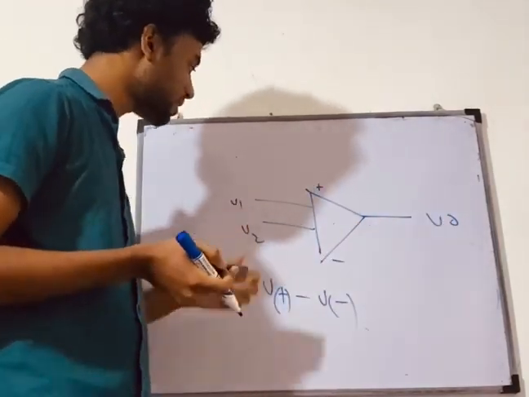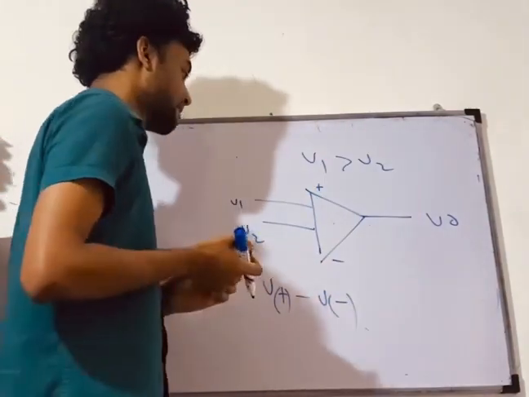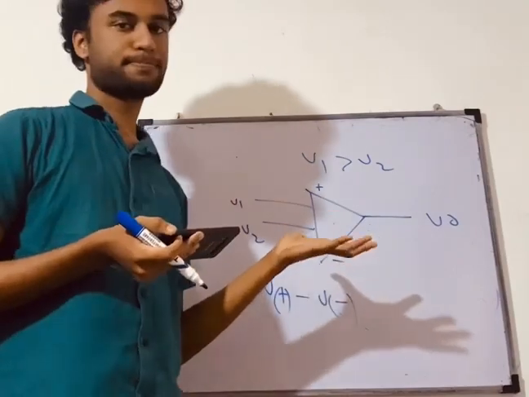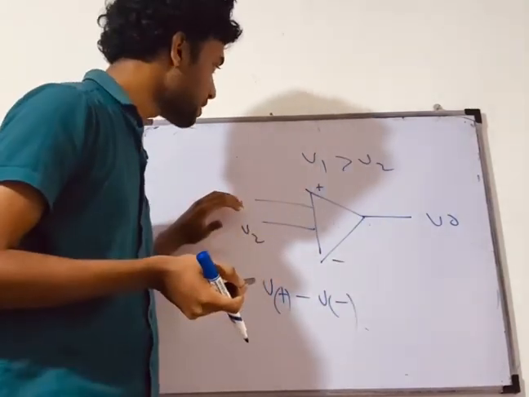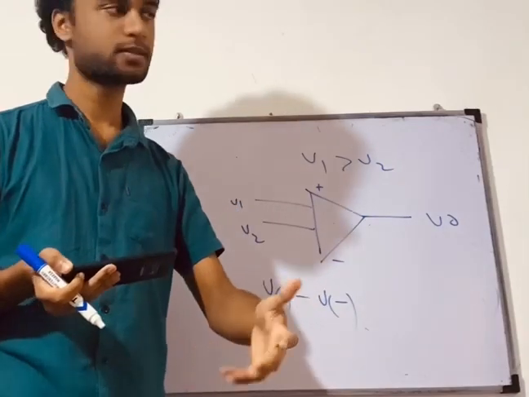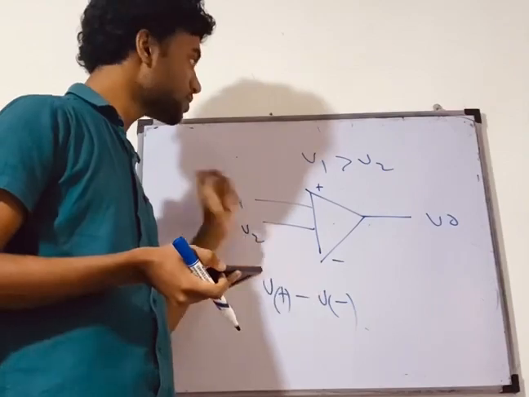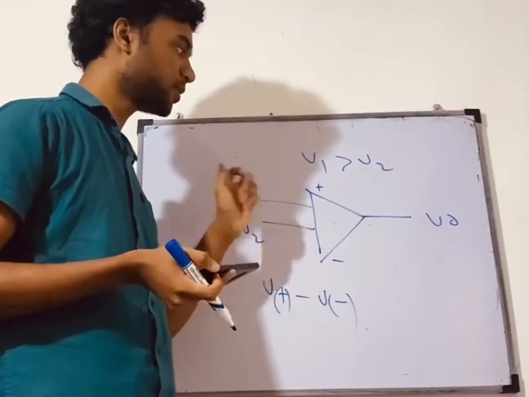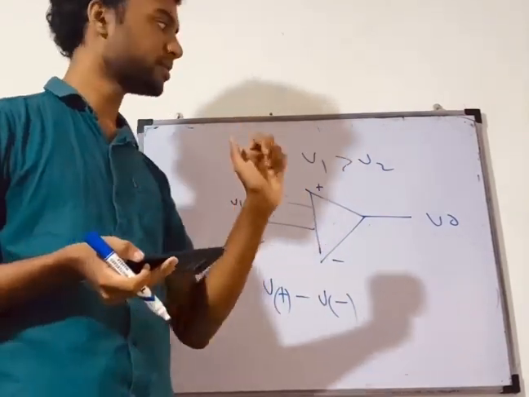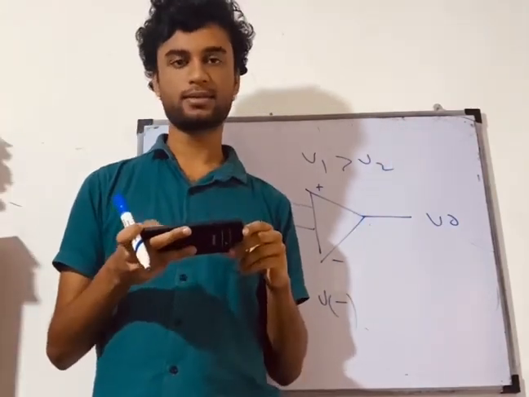Suppose V1 is greater than V2, what's going to happen? The input is amplified. So if V1 is greater than V2, you get a positive one. So there's a positive amplification. If V2 is greater than V1, what's going to happen? You get a negative signal. That's how you can compare voltages. So I hope you understood this. Let's meet in the next video.